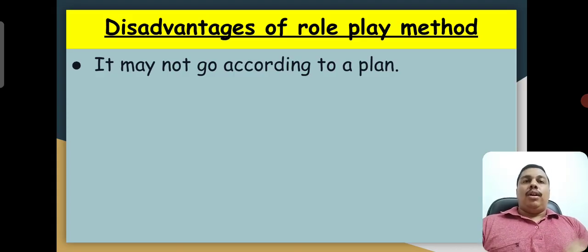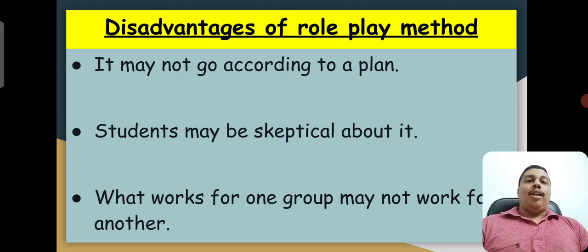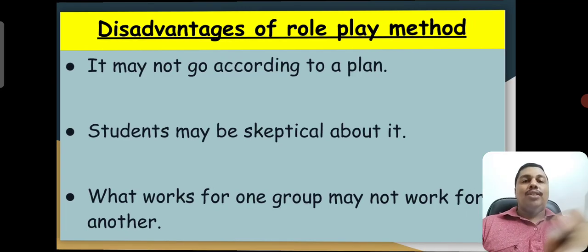And also, we can see that students may be skeptical about it. Okay, some students are nervous while acting on a particular stage by giving their own dialogues and actions. So that is some of the problem, but it can be changed by training them. Okay, then what works for one group may not work for another. That is also a problem. We can see that every time that particular success may not be there. Okay, it may have changes according to the time and consideration. So these are the disadvantages of role play.